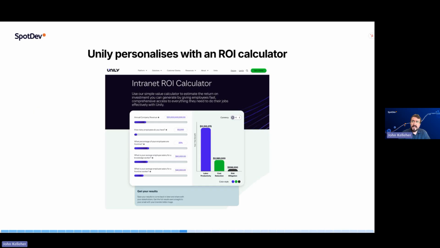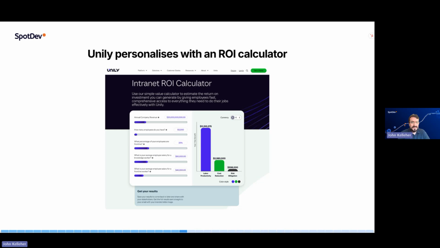So one of our clients, the wonderful folks over at Unily, who create intranets for companies, they have this lovely ROI calculator on their website where people plug in information such as their company's revenue, the number of employees, how many are frontline, all of this different information. They drag that along, and it then gives a clear graph of how much they are going to reduce cost by, how much they're going to improve labor productivity, and how many risks are going to be mitigated by signing up for their service, by implementing a great intranet like Unily. And they take it one step further here.